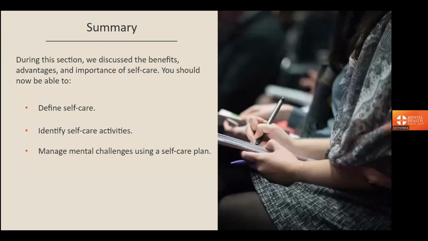During the final section of the course, we discussed the benefits, advantages, and importance of self-care for someone who has experienced or is experiencing a mental health or substance use challenge, as well as for the person who has provided support. You should now be able to define self-care, identify self-care activities, and manage mental challenges using a self-care plan.